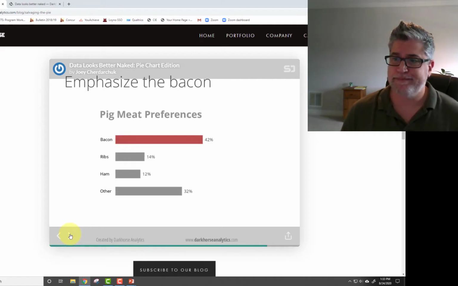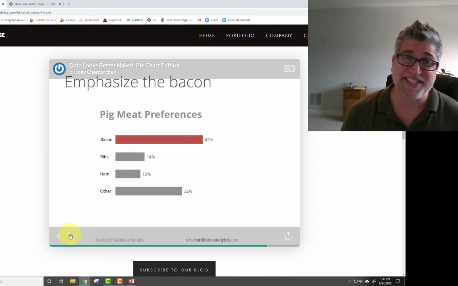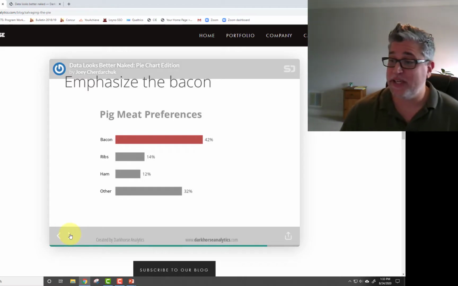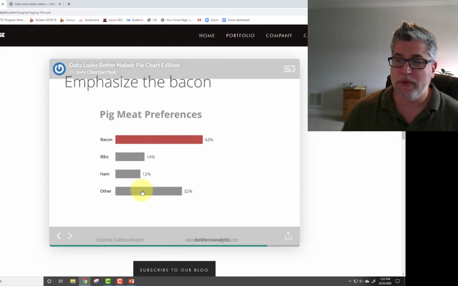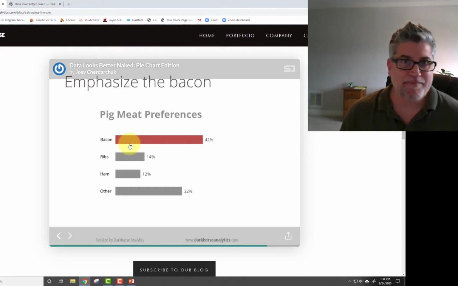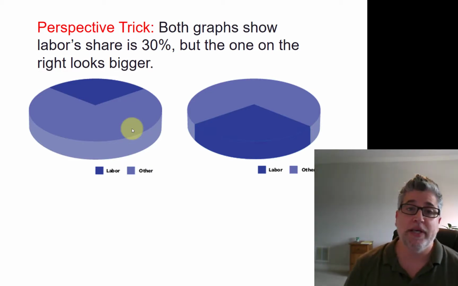Look at that. A bar chart. That's nice. That's got great information. I can see 42 versus 14 versus 12 versus 32. It draws the reader's eyes to the one thing I want them to come away from. That's an impactful graph. So as promised, here's what I mean by why a 3D pie chart is misleading.